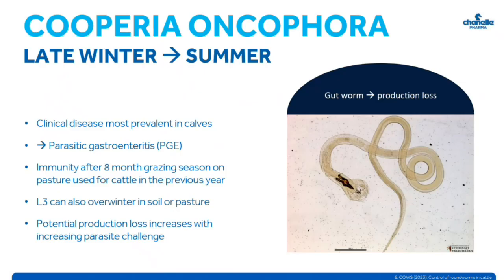Next, we have Cooperia. This nematode is considered to be relatively mild in comparison to Ostertagia, but can have significant impact on production and cause parasitic gastroenteritis. The problem is most prevalent in calves as their acquired immunity is yet to develop. Animals develop acquired immunity after their first grazing season, and as a rule of thumb, cattle must be at grass for at least 8 months on pasture that has been used for cattle in the previous year to get enough exposure for immunity to develop. Like Ostertagia, L3 life stages can overwinter in the soil or on pasture.